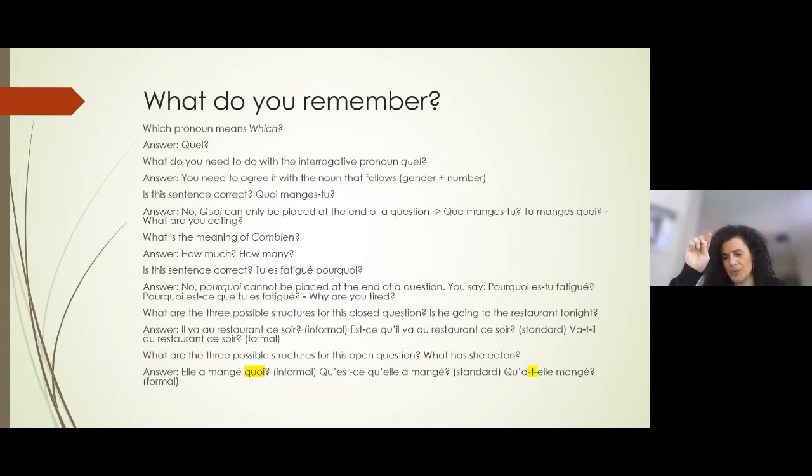put the apostrophe. Donc qu'a-t-elle mangé? And you don't forget that you have two vowels, so you put a T in between. So that was the tricky one, this one. Okay, so that's all for my presentation. Are there any questions?